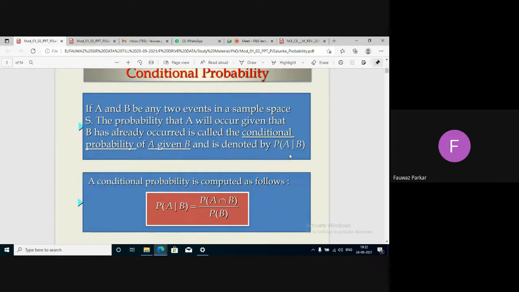This conditional probability has quite some importance in probability theory, because Bayes theorem and the total probability theorem are based on this concept, conditional probability, and independence.